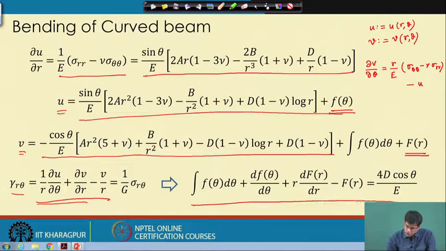kind of equations. Again, some of them are functions of theta only, some of them are functions of r only, and this becomes a function of theta and r. So, you see this d is a constant which we need to plug in and see.